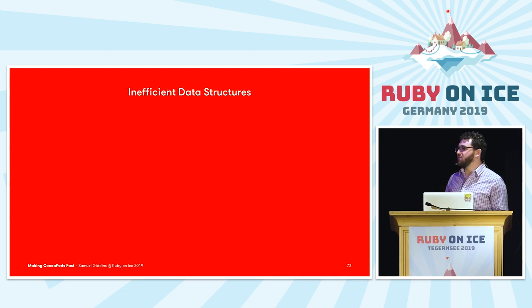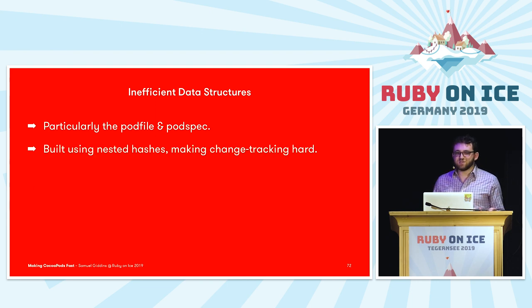We also have a bunch of inefficient data structures. So those core files, the Podfile and the Podspec, they're just built using nested hashes and arrays. They're basically just storing JSON internally. That makes tracking changes really hard, which makes cache invalidation basically impossible. It also means that oftentimes you need to recurse into the different properties to try and merge them all together.